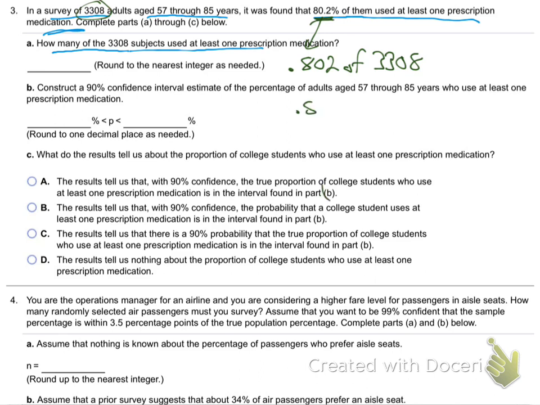So what is "of" in math always? It's multiply, isn't it? So we multiply those, and I'm getting 2653.016, but we just round it because you can't have part of a person. So it's 2653. Then it wants me to make a 90% confidence interval.